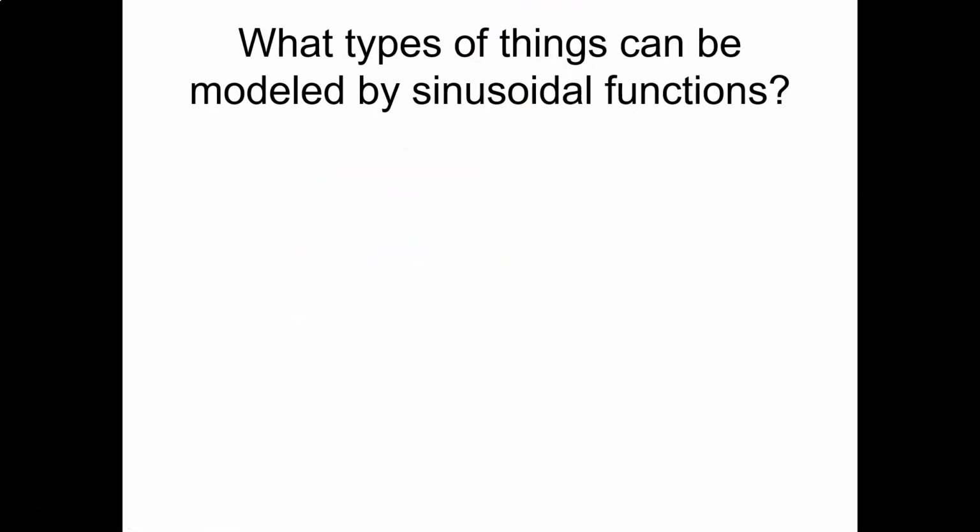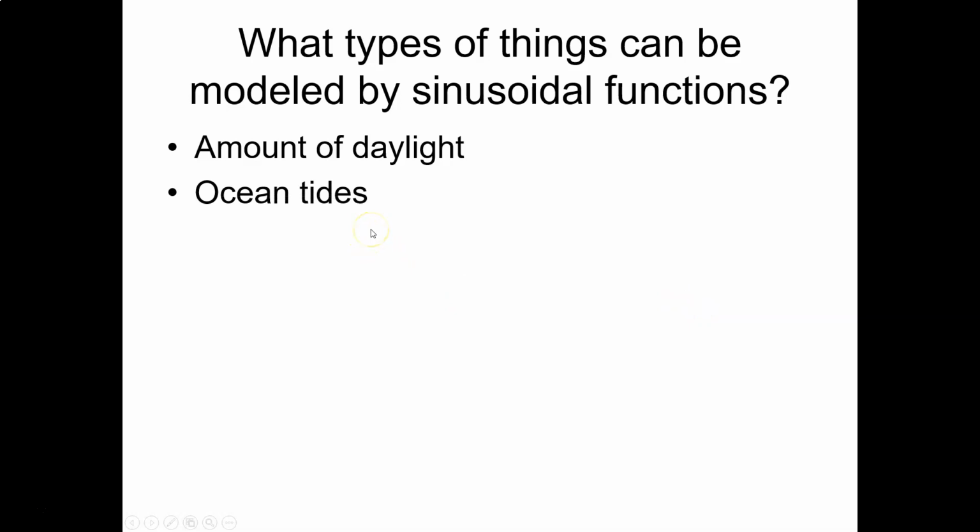So talking about things that can be modeled with sinusoidal functions. Several examples here. The amount of daylight that you have during the day. So that would be, in the winter the days are shorter, in the summer they're longer. Then they go back again. That just goes again and again and again. Ocean tides are going to be roughly measured by sine graphs.